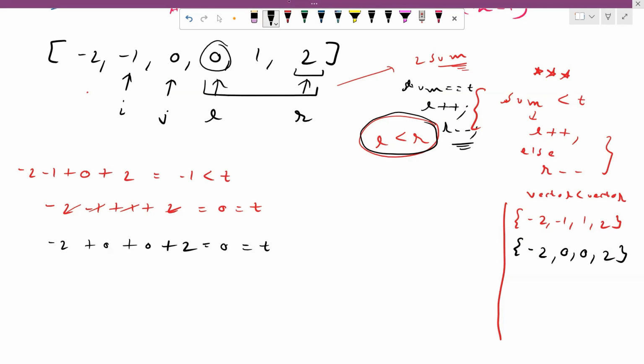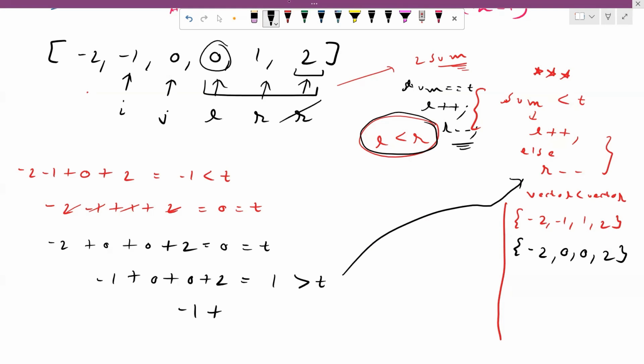So we'll again try to calculate the sum: -1 plus 0 plus 0 plus 2. So its value will be equal to 1, which is greater than the target. And whenever we find this condition, we'll try to decrement our right pointer. So our right pointer will be pointing to 1. Now we'll again calculate the sum: -1 plus 0 plus 0 plus 1. Its value will be equal to the target value, which is 0. So we'll again push this to our main answer, which will be -1, 0, 0, and 1.